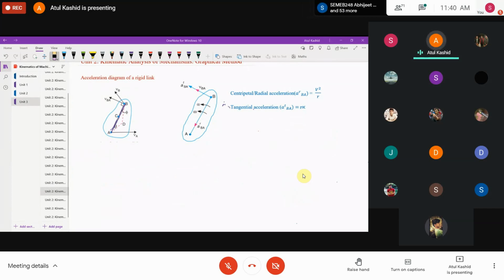I will show you one more way of drawing this acceleration diagram, because I told you that I was having the acceleration of A, I was having the acceleration of B. This was our absolute accelerations, right? And third one was acceleration of B with respect to A. So very simple, we have to take a point O, right?